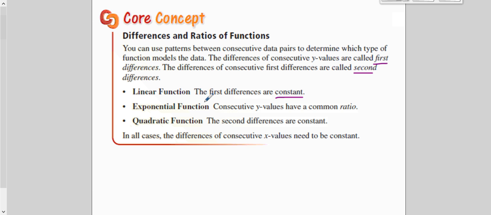For exponential functions, consecutive y values have a common ratio. That means you're going to multiply to get from one number to the next y value. And quadratic functions have second differences that are constant. So linear have the first differences constant, quadratic functions have second differences constant, and exponential functions, those are the ones where to go from one y value to the next, we just keep multiplying by the same number. It's a common ratio.